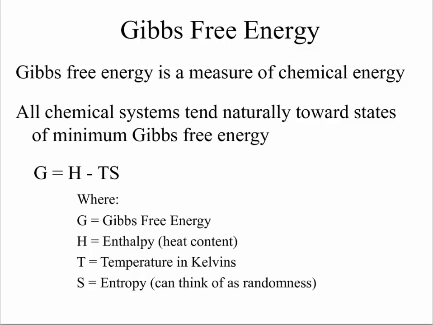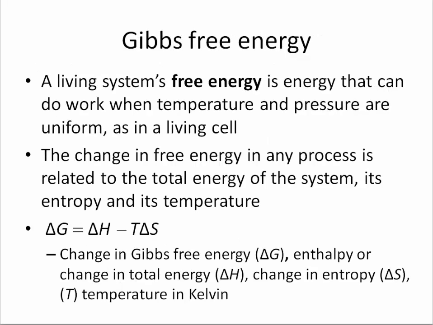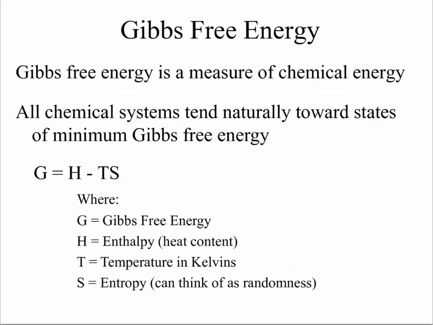Gibbs free energy is a measure of chemical energy. All chemical systems, that would be all life, tend naturally towards states of minimum Gibbs free energy. We like to go to minimum Gibbs free energy states because that is where stability is. So here is another way of looking at it. If we don't put the deltas in, it's the same formula as we saw in the previous slide. So no deltas, but Gibbs free energy is equal to the enthalpy, or the heat content, minus the temperature times the entropy, or you could think of entropy as randomness.